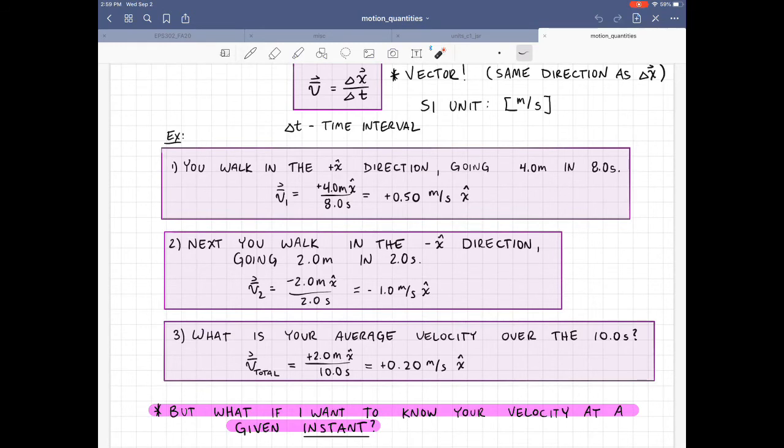Now, let's say we turn around and we walk in the negative x direction, we go 2 meters in 2 seconds. Now, what's our average velocity during that portion of the motion? Well, our displacement is going to be negative 2 meters. We walked back to the left 2 meters, and we did that in 2 seconds. And so our average velocity in interval 2 is negative 1 meter per second in the x-hat direction. The negative here corresponds to we're moving to the left rather than to the right.